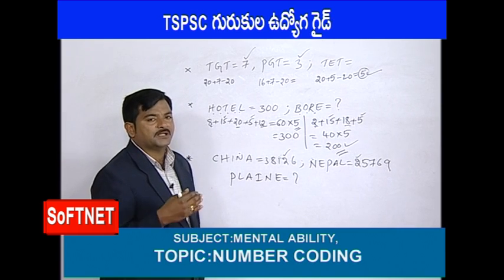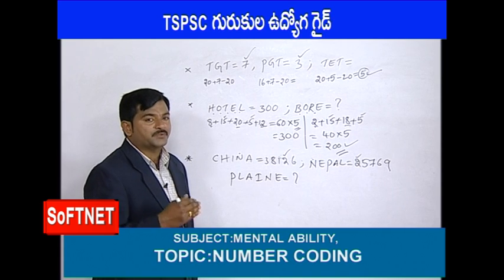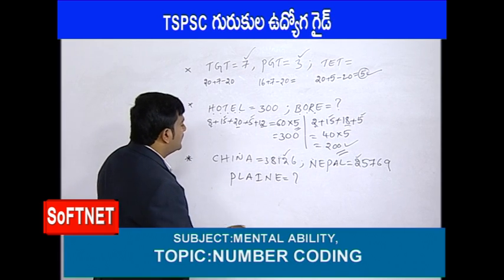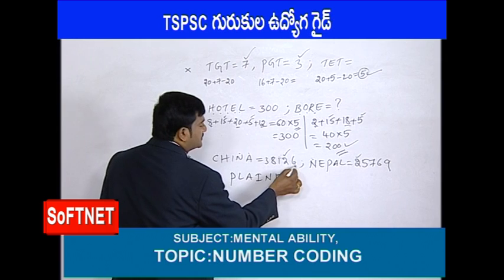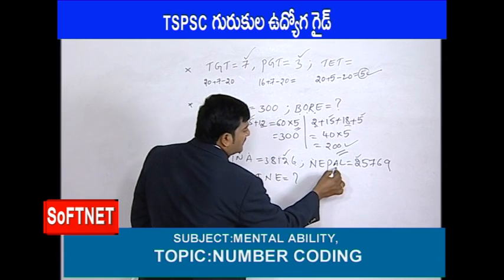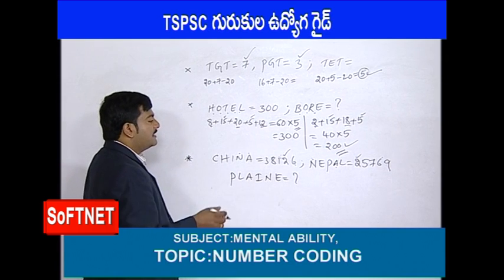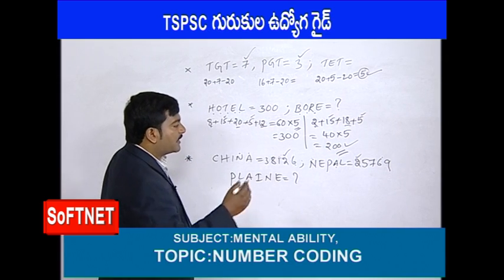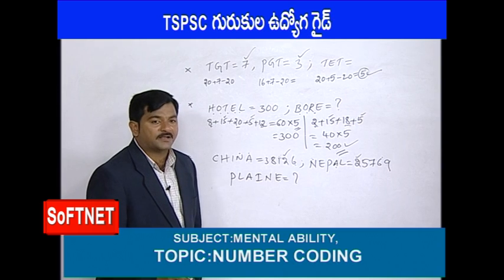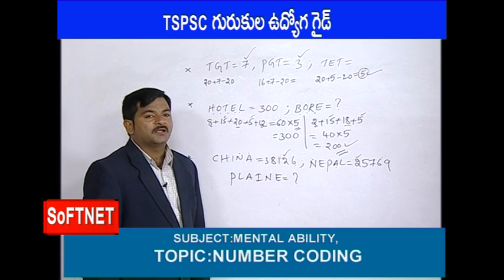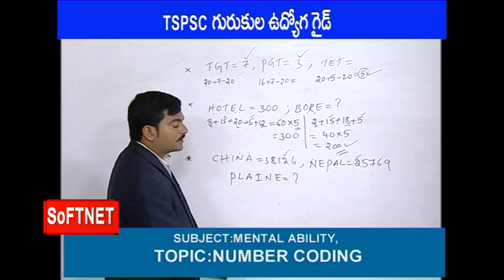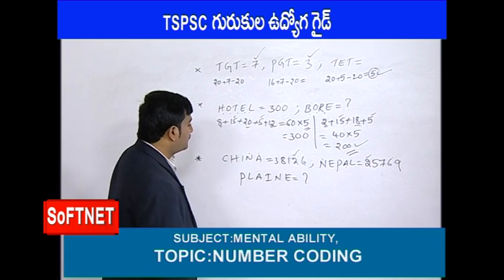When this happens, usually we should identify that the concept of direct coding exists. Let's see further. Take A. A means how much? 6. So here A means how much? 6. So it is clear. What does it mean? China 38126, Nepal 25769. What does it mean? There is a concept of direct coding. Now we have to find out the code for the given word plane.